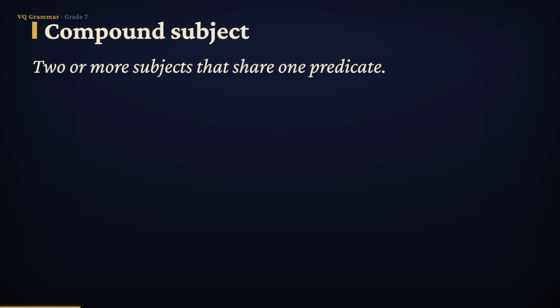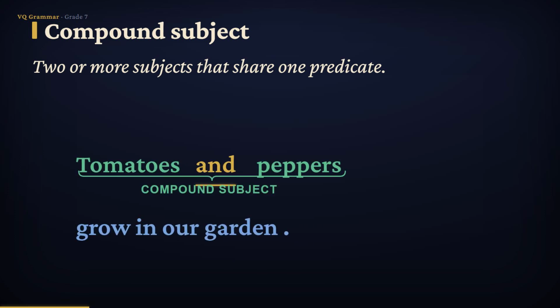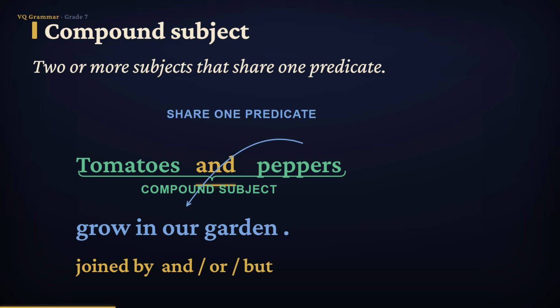A compound subject is two or more subjects that share the exact same predicate. Here's one. Tomatoes and peppers grow in our garden. Ask yourself, what grows? Tomatoes and peppers. That's two subjects sitting side by side at the front. Yet there's only one predicate, grow in our garden, and both subjects share it. The word holding them together is and. That, right there, is a compound subject.